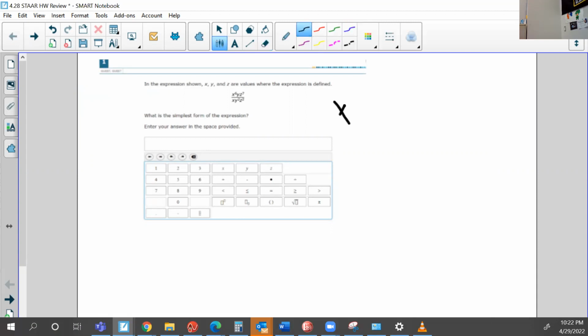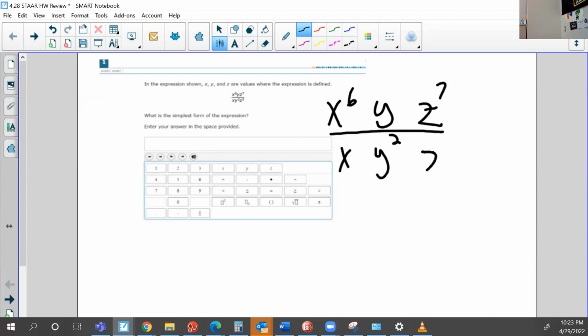So we have x to the 6, y, z to the 7th over x and y squared and z squared. Okay, so the first thing you want to do, guys, is make sure everything has an exponent. Again, make sure everything has an exponent. So the x doesn't have 1 and the y doesn't have 1.